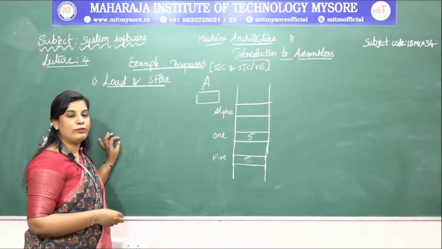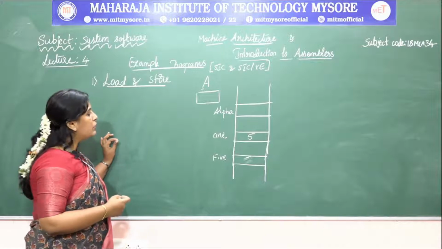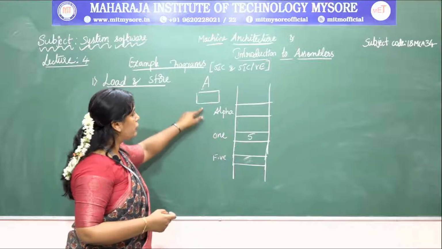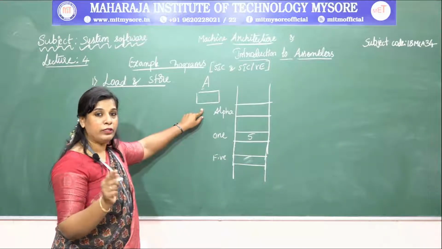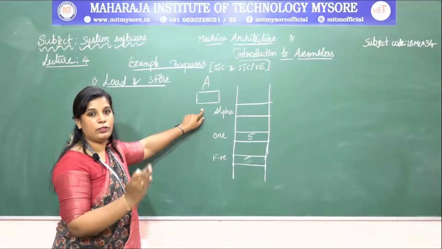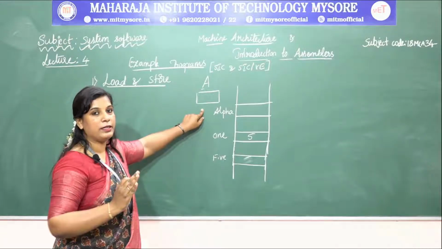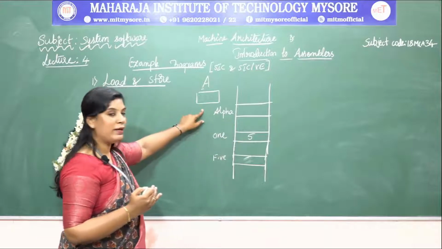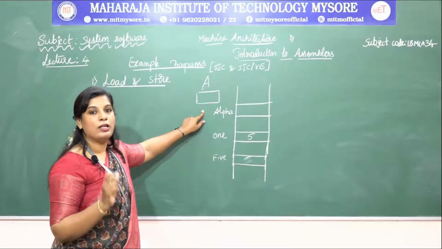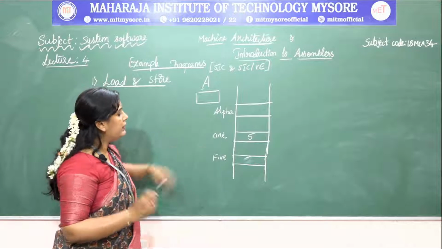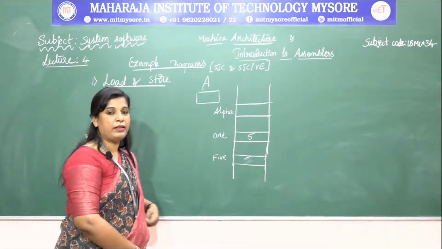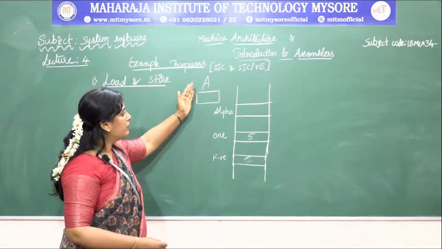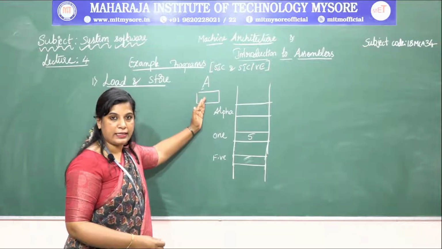For characters also we do the same. First we have to copy this data from this memory location to the accumulator. The accumulator is nothing but a register. When we want to move data from a memory location to the accumulator, of course we have to use the load instruction. How can we write the same thing in SIC and SIC/XE programs?